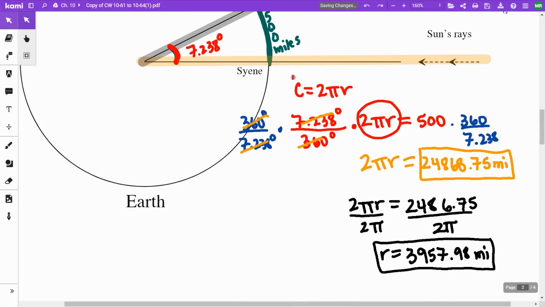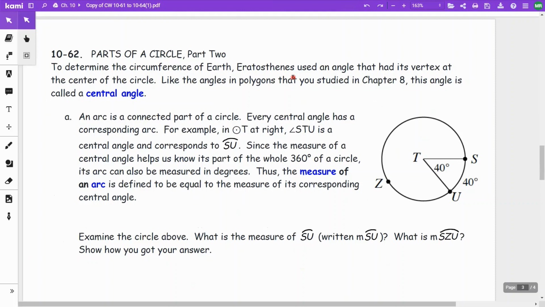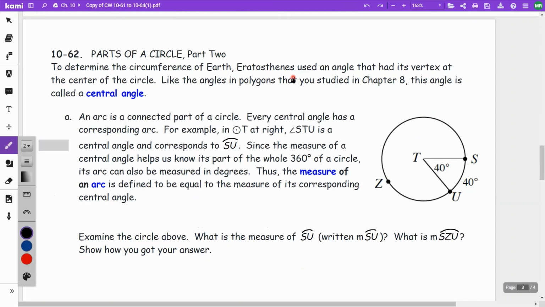Now, the next thing that they want us to look at in 62 is understanding some vocab here. When we are talking about a central angle, this angle right here, that 40 degrees there, that is considered a central angle. And when this central angle is 40 degrees, the arc that it forms has an arc measure. We call that an arc measure. That is going to be the same as our central angle.